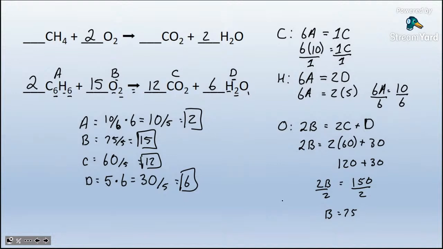And then we verify. 2 times 6 would give me 12 carbons. 12 times 1 is 12 carbons. 2 times 6 is 12 hydrogens. 6 times 2, 12 hydrogens. 15 times 2 is 30 oxygens. Well, 12 times 2 is 24, plus another 6 times 1 is 6. So 24 plus 6 is 30 oxygens, and we're balanced as 2, 15, 12, and 6.